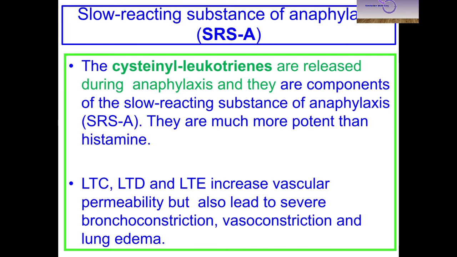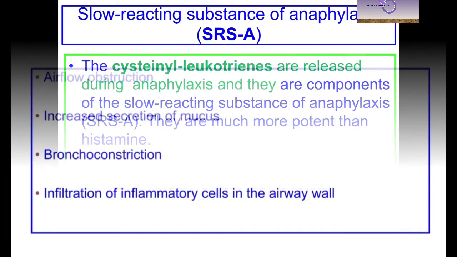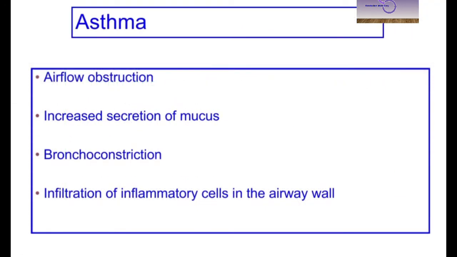One such example of the effects of leukotrienes is asthma. Asthma is an allergic response associated with airflow obstruction, increase in secretion of mucus, bronchoconstriction, and infiltration of inflammatory cells of the airway walls. So most of these effects are really due to cysteinyl leukotriene production.